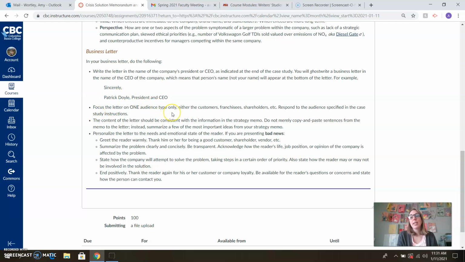Focus the letter on one audience type. There's not a correct answer here. Just pick the one that you want to address, whether it's customers, franchises, shareholders, etc. Pick the one that you want to work with. And then in the content of the letter, we want to be consistent with our memo. So these two documents should pair well together, so the information should be similar. We don't want to copy and paste sentences, obviously, but the ideas need to connect. And then we want to personalize the letter.